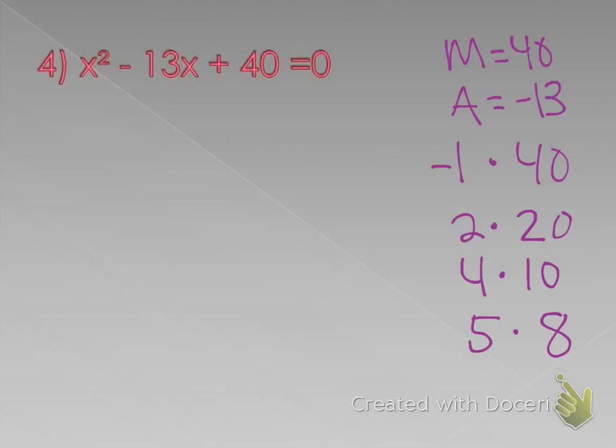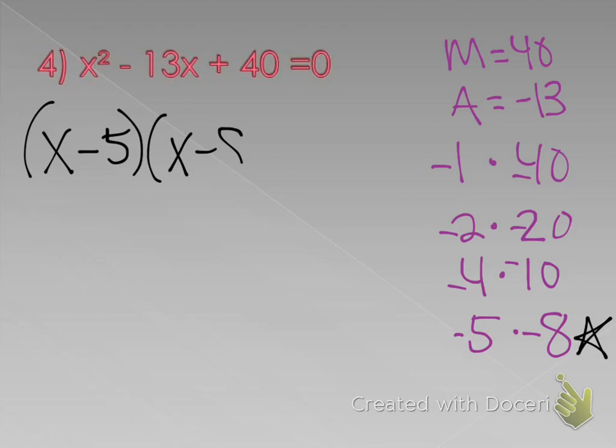And then make them all negative. All right, any of these add to negative 13? Negative 5, negative 8. Here we go. Negative 5, negative 8. So when I write with binomials, I'm going to do x minus 5, and x minus 8, both equal to 0.